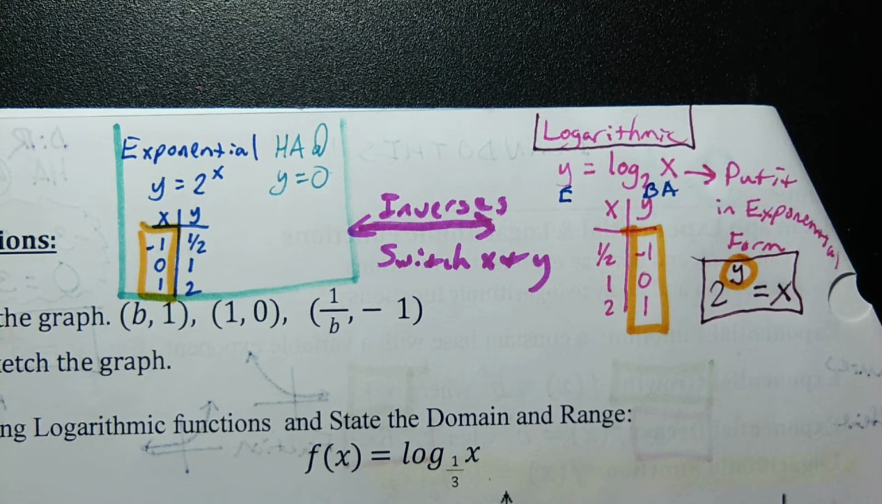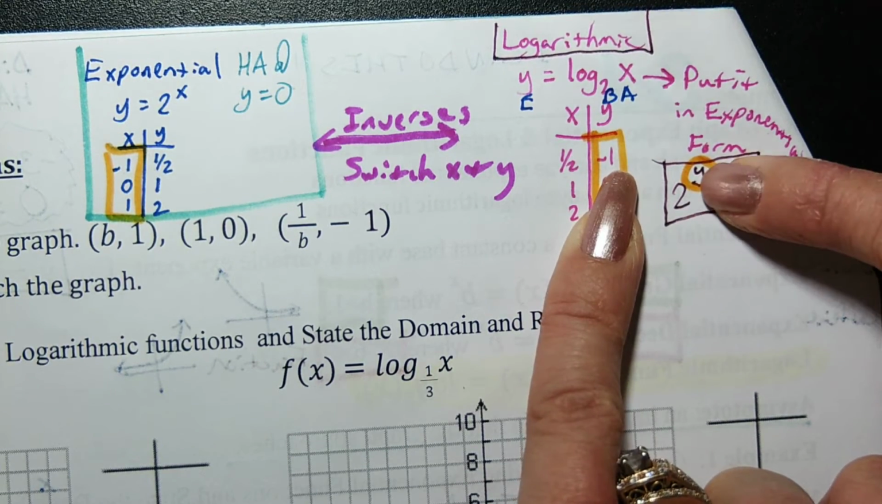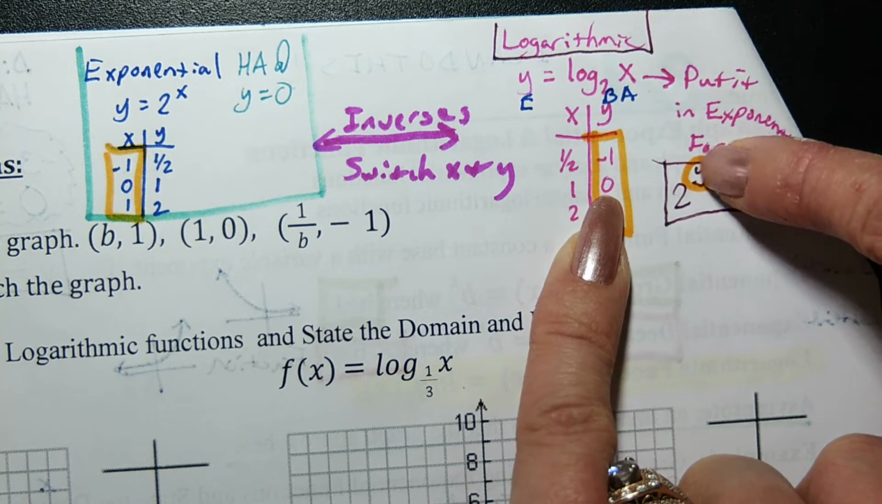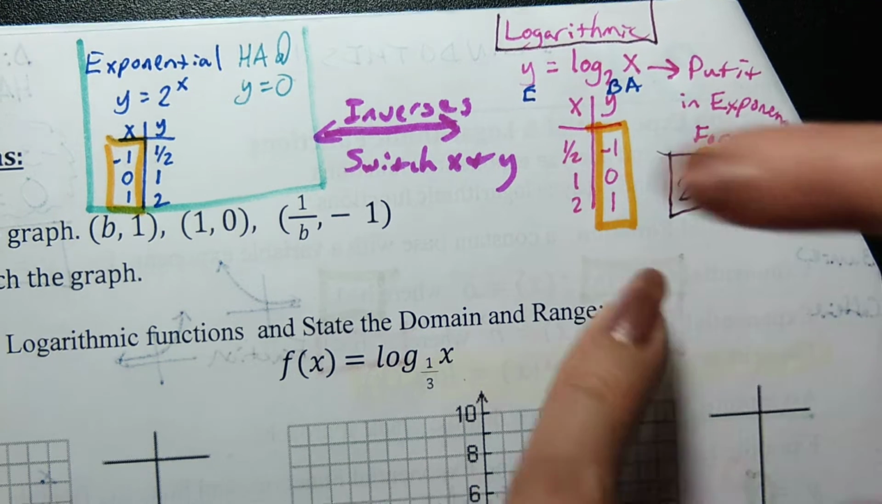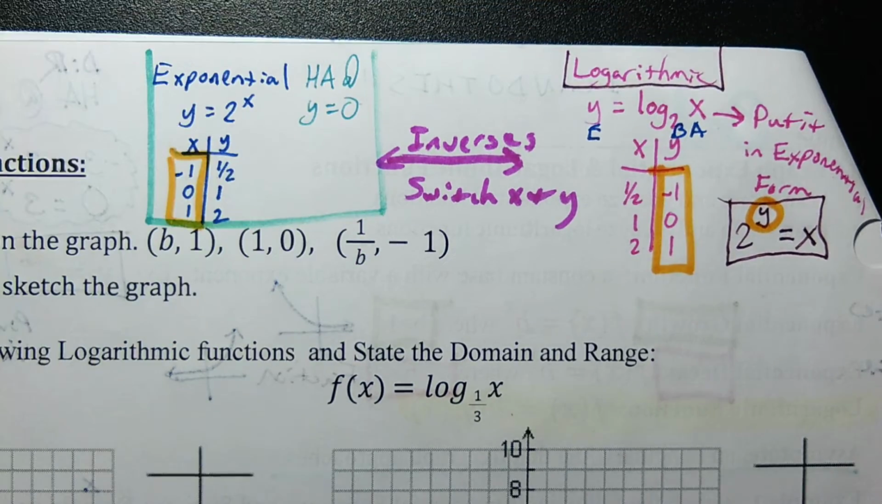The y value. So I plug -1 in for y. 2 to the -1 is 1/2. I plug 0 in for the y. 2 to the 0 gives me 1 for the x value. 2 to the first gives me 2. So by putting it in exponential form, I can do the exact same thing that I did with the graphing yesterday. So it'll be more like a review instead of trying to do all that transforming the table stuff that we did back in Unit 3.